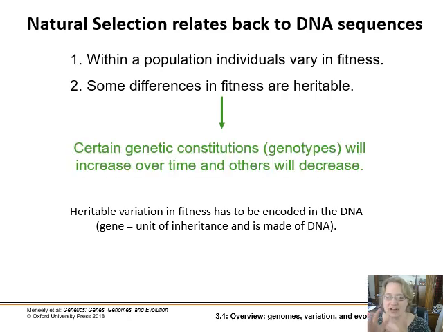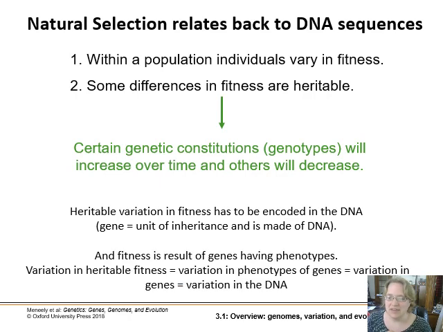So certain genetic constitutions, those genotypes that relate to the successful phenotypes, will increase over time, and others that are selected against will decrease, okay? So this heritable variation in fitness has to be encoded in the DNA. And that gets back to our genes, our units of inheritance made of DNA. Fitness is the result of genes having phenotypes, resulting in a particular protein or compound that is then used by the body to produce this phenotype.